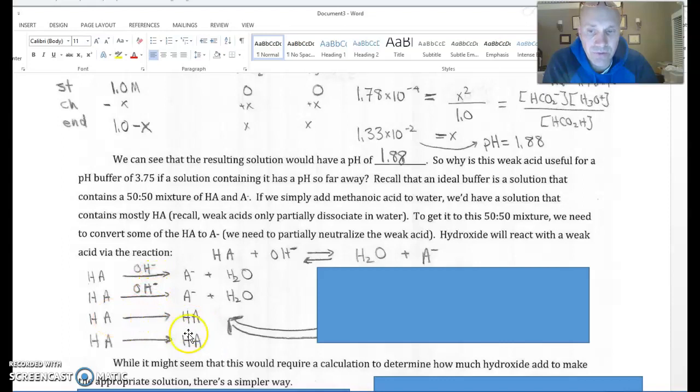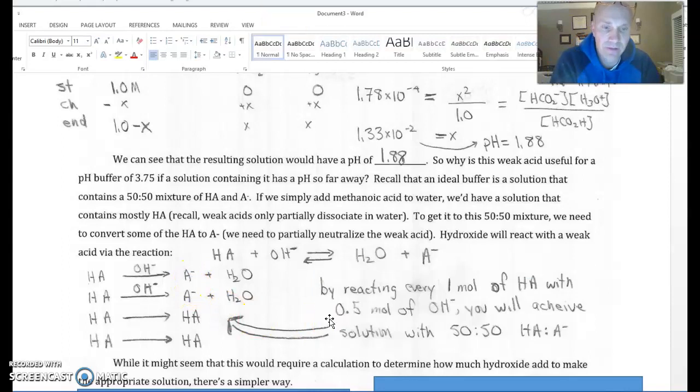There's not enough OH minus to react with the others, so you still have the HA swimming around. And notice what you have there: a 50-50 mixture of HA and A minus. So by reacting 1 mole of HA with half a mole of OH minus, you're going to achieve that ideal solution. For example, if we had 2 moles of HA here, we would want to add 1 mole of OH minus. That's half the amount of the HA that was originally present in the solution.